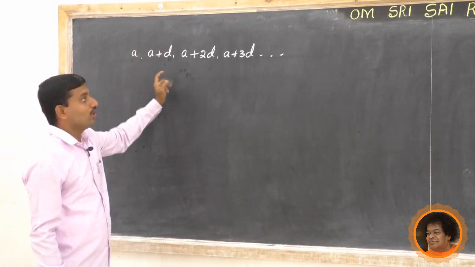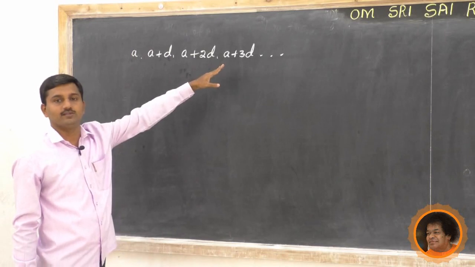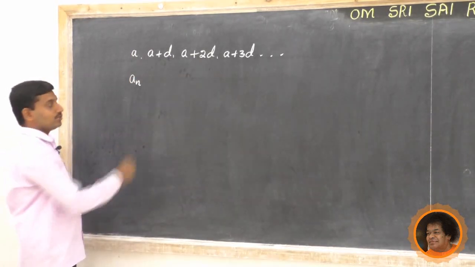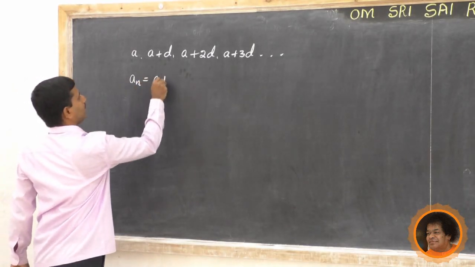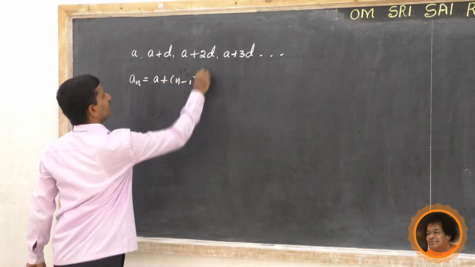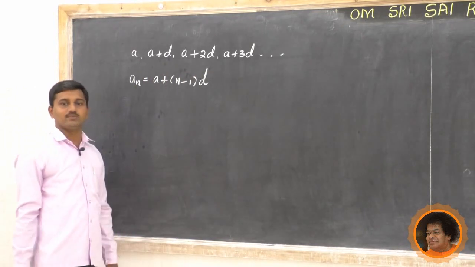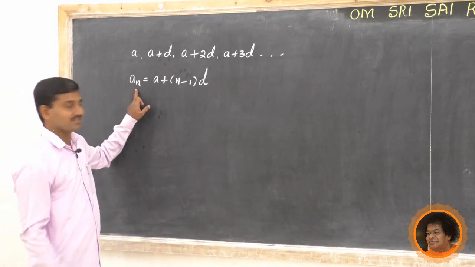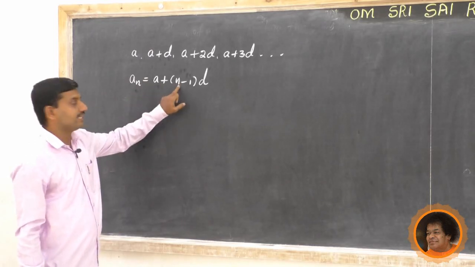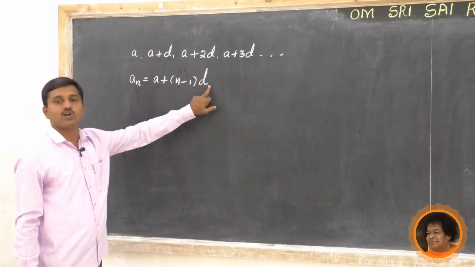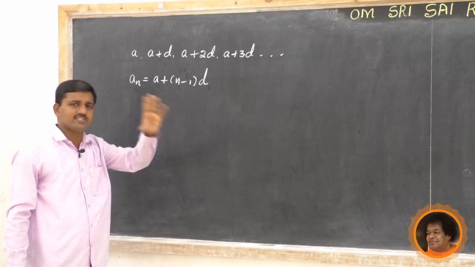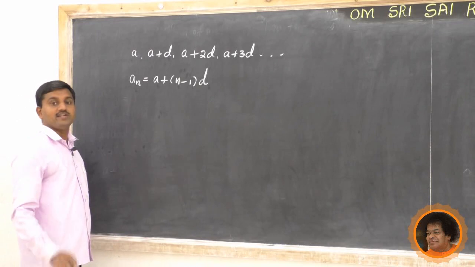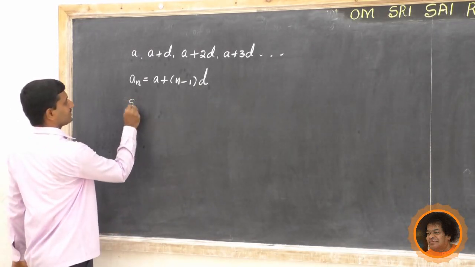But my question is, what is the last term or the nth term? Nth term is denoted as AN, or the last term. So AN equal to A plus N minus 1 into D. So this is the nth term or the general term of an AP. Here AN, nth term or the last term. A, first term. N, number of terms. And D, common difference. And the next formula is the sum of n terms of an arithmetic progression, denoted as Sn.